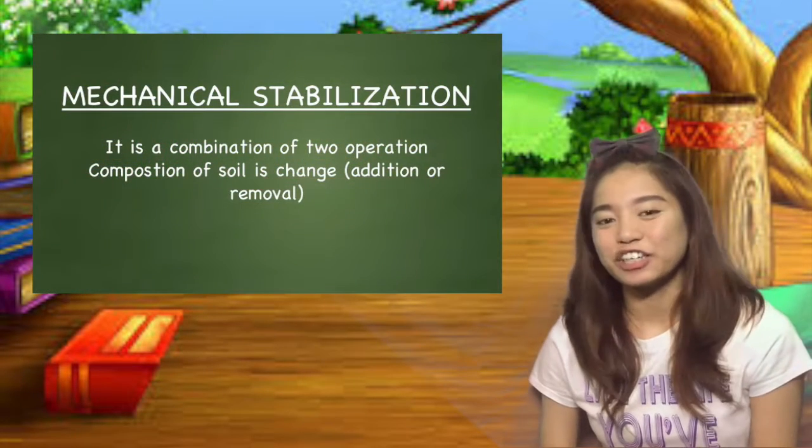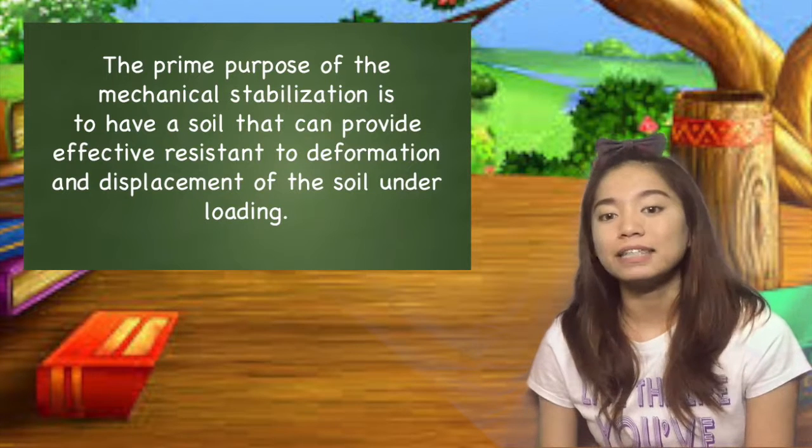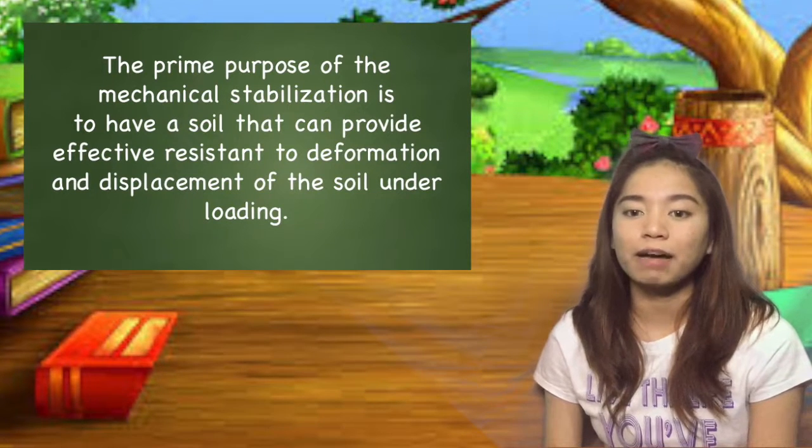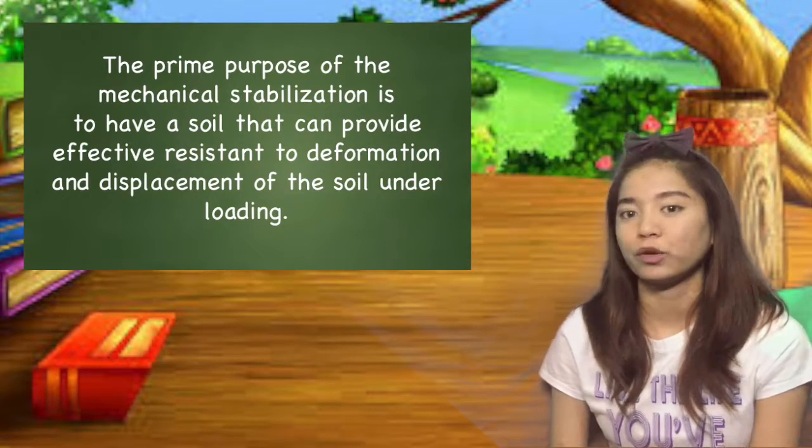Mechanical stabilization. It is a combination of two operations. In the first operation, the composition of the soil is changed by addition or removal of certain constituents, whereas in the second operation, the densification or compaction of soil is done. The purpose of the mechanical stabilization is to have soil that can provide effective resistance to the deformation and displacement of the soil under loading.